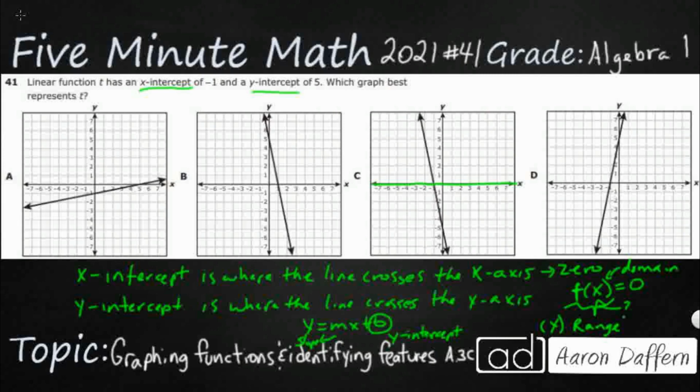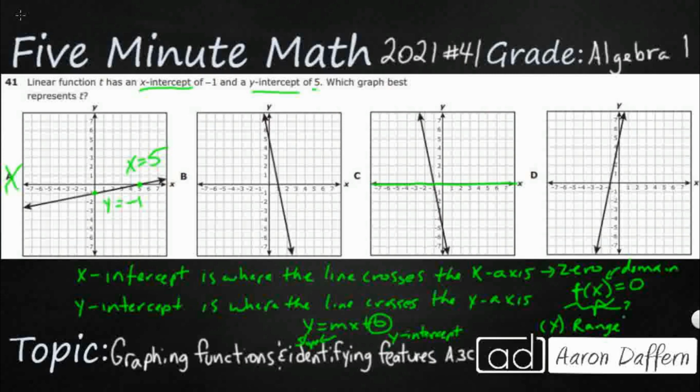So let's look. We've got an x-intercept of -1. Well, look at a right here. That x-intercept is going to be 5. So that's not right. It's what the y-intercept should be. And then you've got the y-intercept of -1. So they just completely inverted the x and the y-intercept. So that's not going to work for us.